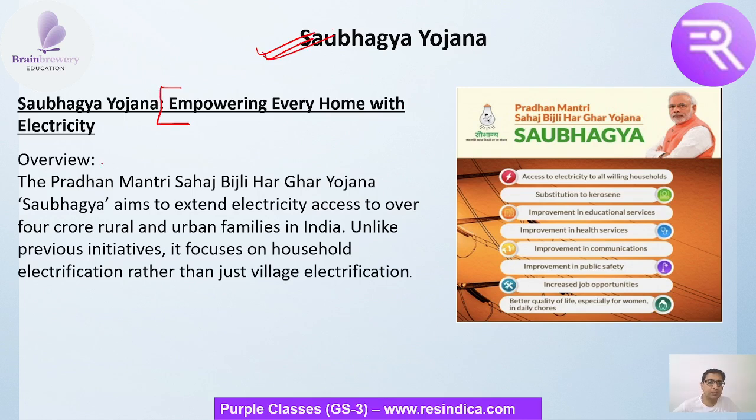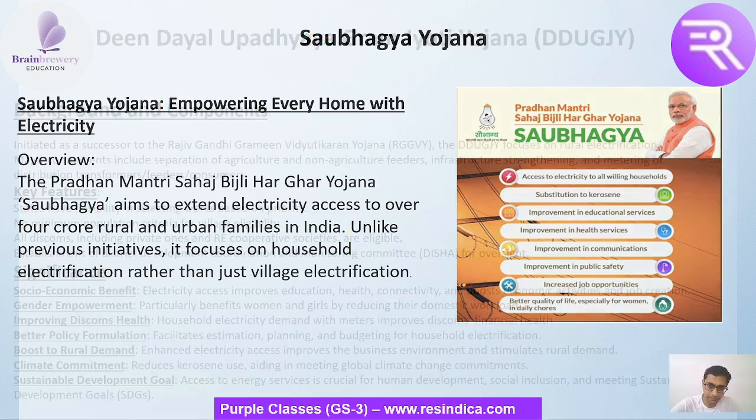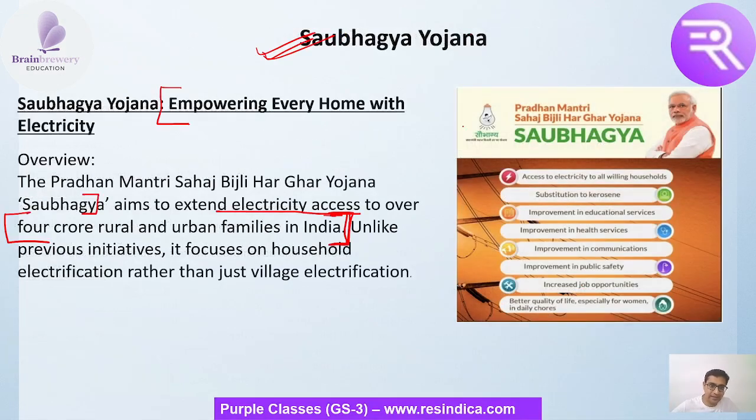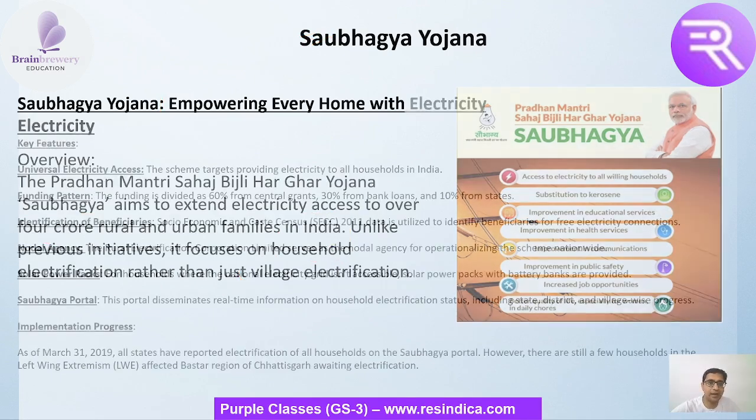Okay, Pradhan Mantri Sahaj Bijli Har Ghar Yojana, that is Saubhagya Yojana, to extend electricity access to over 4 crore rural and urban families. It is directly connecting the families. Okay, this is for rural electrification, and here we are directly targeting the family. It focuses on household electrification rather than village electrification. So focus on the last mile houses. Okay, focuses on the houses, that is the Saubhagya Yojana.